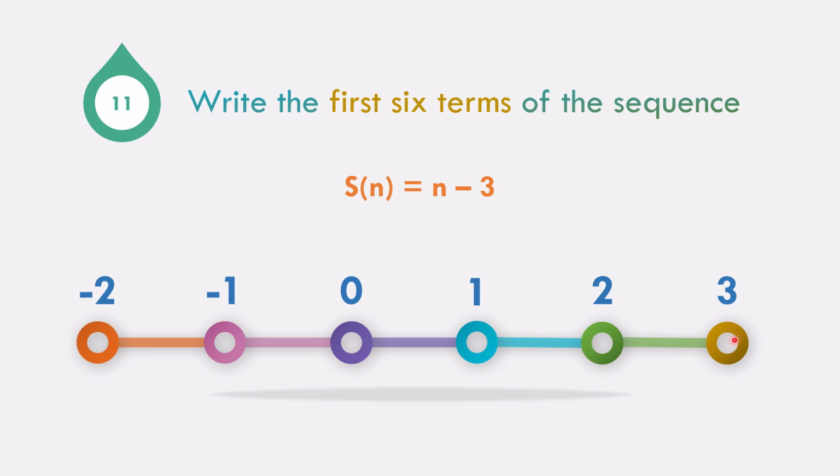As you can see with the pattern, we add 1. So negative 2 plus 1 is negative 1. Plus 1 is 0. 0 plus 1 is 1. 1 plus 1 is 2. And then 2 plus 1 is equal to 3.